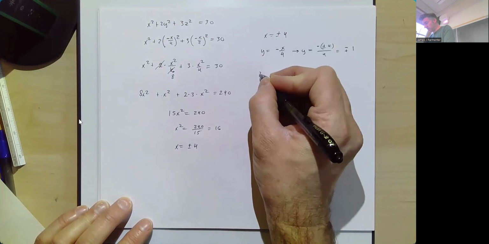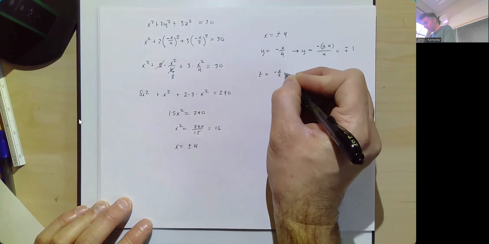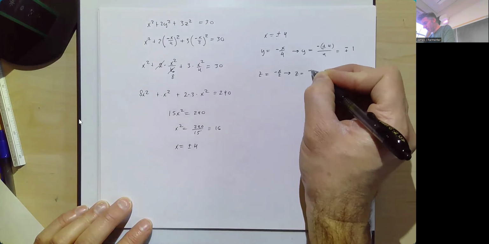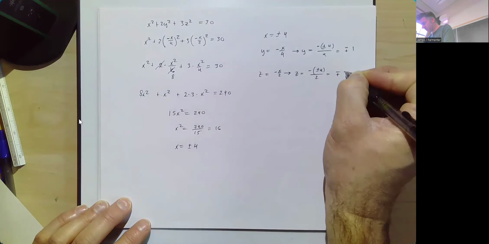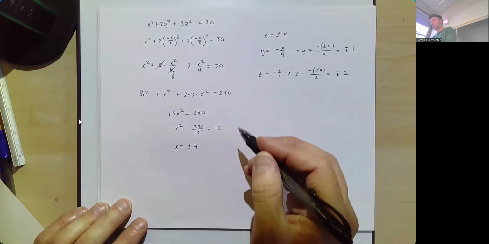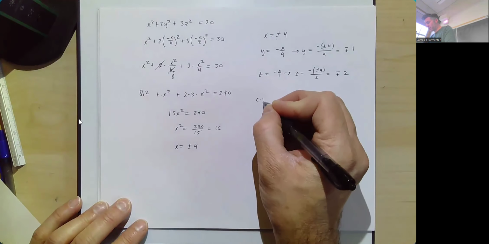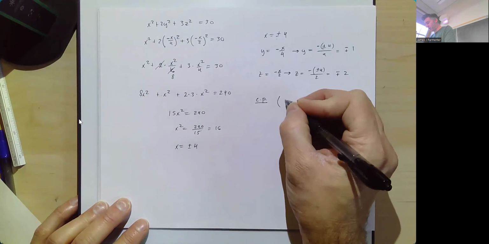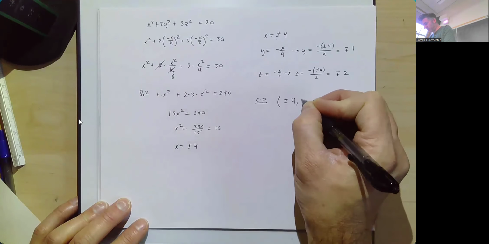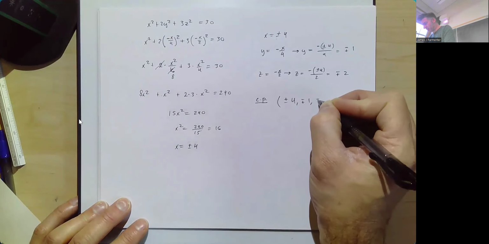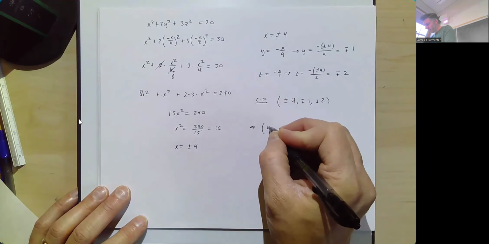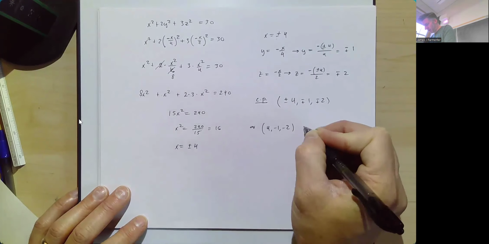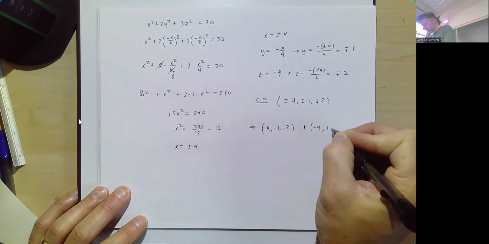Similarly, z equal to -x over 2 is going to give me z equal to negative plus or minus 4 over 2, which is going to be minus plus 2. So our 2 critical points, I could write annoyingly as plus or minus 4, comma, minus plus 1, comma, minus plus 2. Or I could write it more normally as the points (4, -1, -2) and (-4, 1, 2).